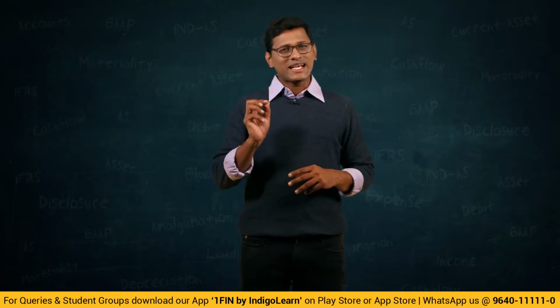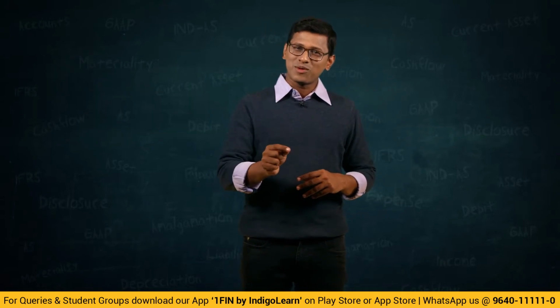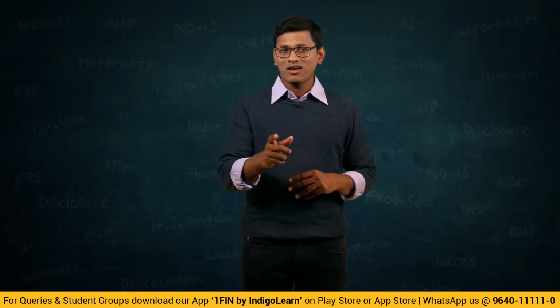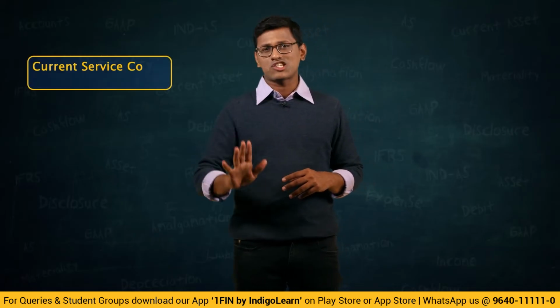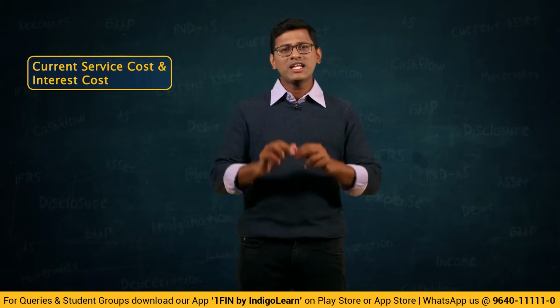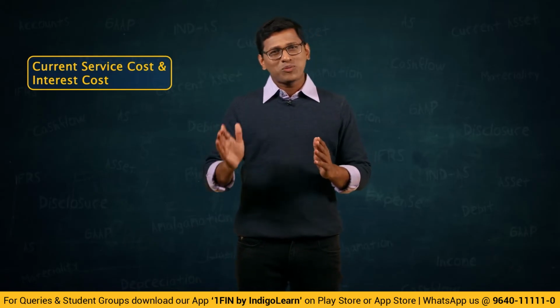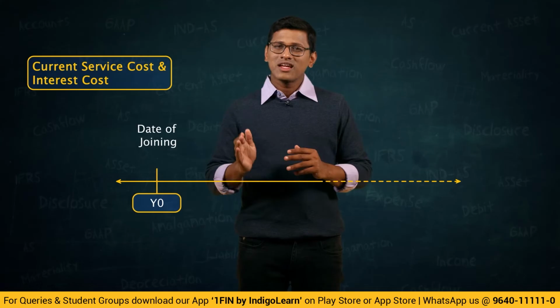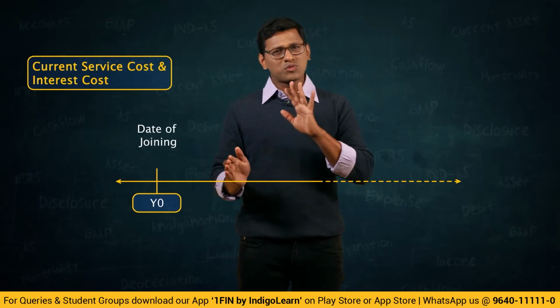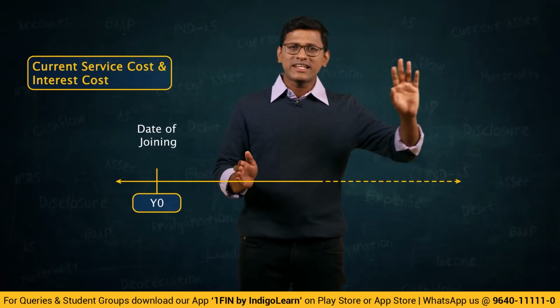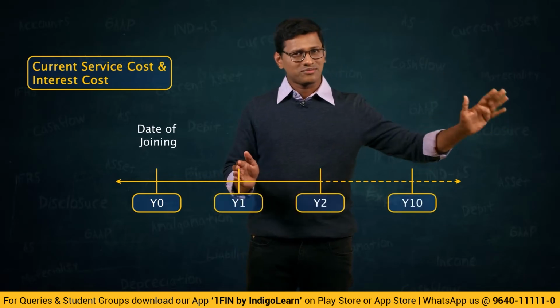Now, let's take an example. Based on this example, we'll actually get good clarity on current service cost as well as interest cost. These are two important terminologies, right? Now, say the employee joins at year 0 and the employee is expected to work in our company till the end of year 10. Okay, right.